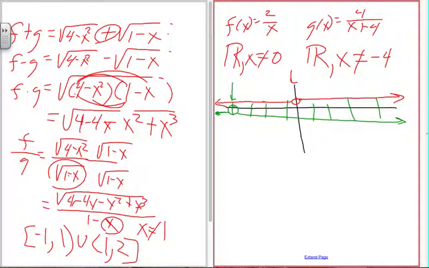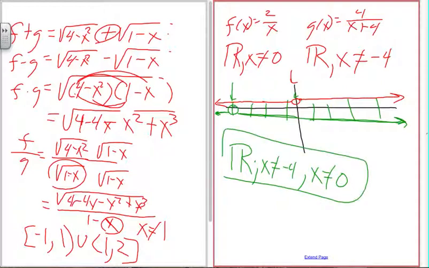So basically the resultant domain is everything in common, which is all of these points, but I can't use that. So the resultant domain is going to be R, but x cannot equal -4. All of these are in there, but remember this point right here is not in F. So x can also not equal 0. But all of everything else over here is all right. So here's the domain of our new function.